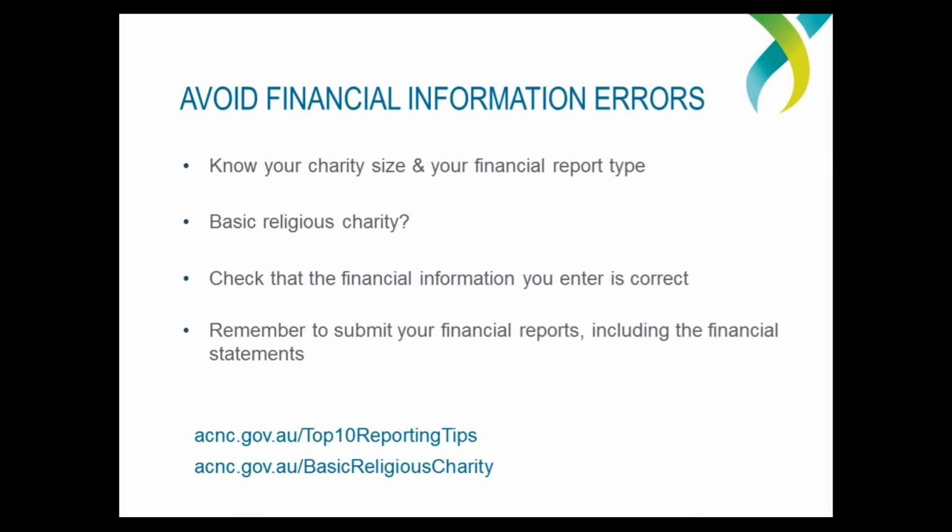So we touched earlier on the fact that the financial part of the AIS is often the section which sees many charities make errors. So it's important to keep in mind that the ACNC does check the information submitted in the annual information statements, including the financial information. So it's vital that the information submitted by registered charities is accurate, correct and error-free, particularly as this information is made available to the public on the charity register.